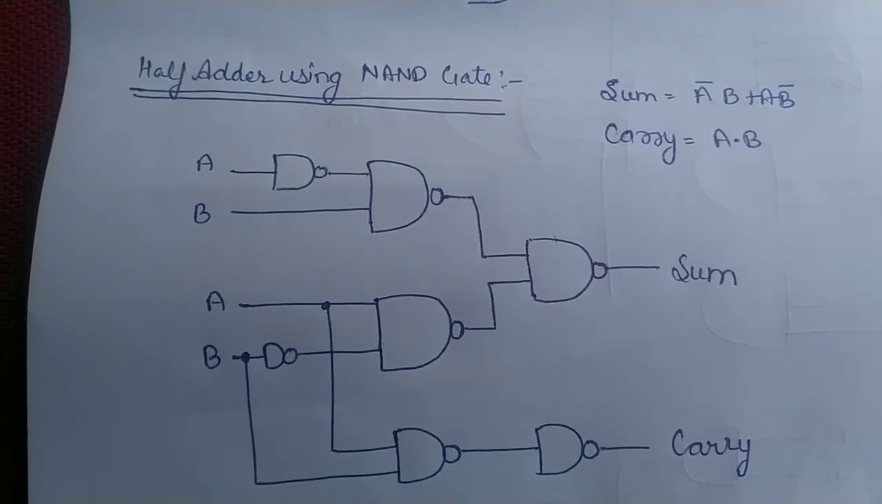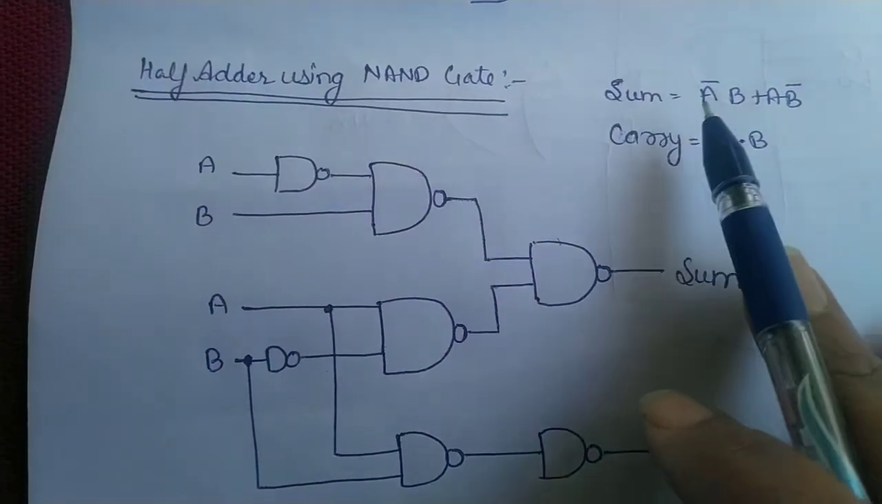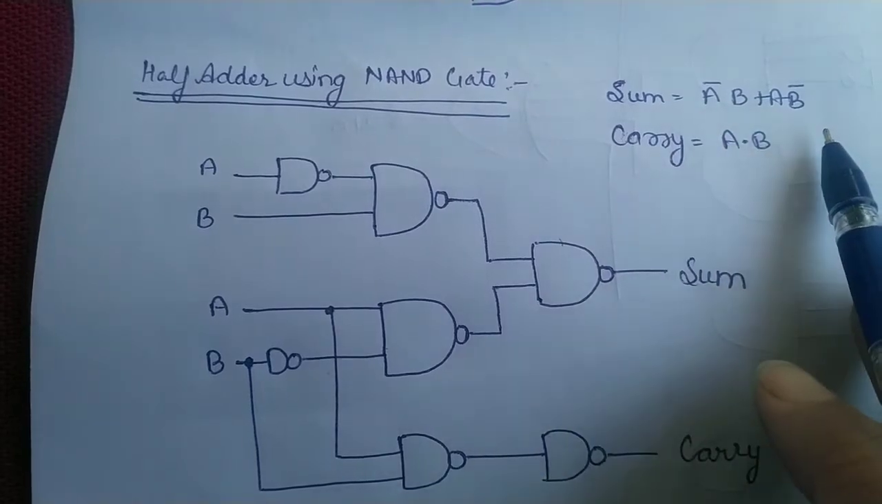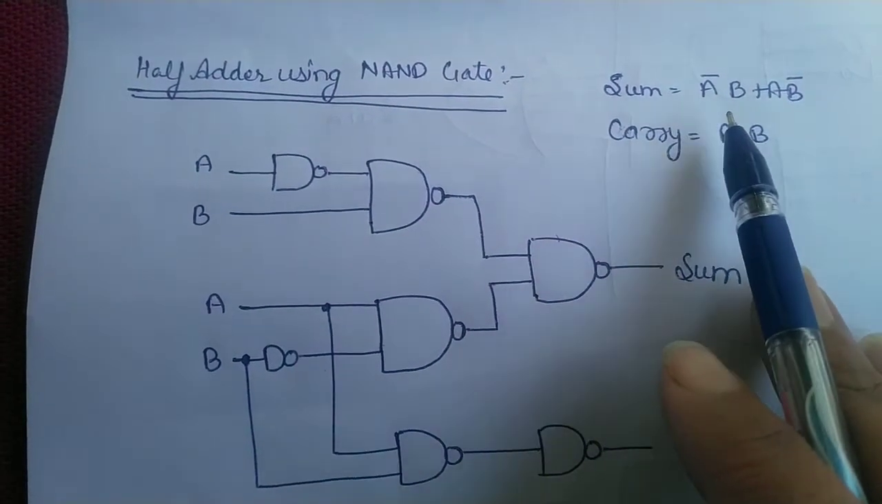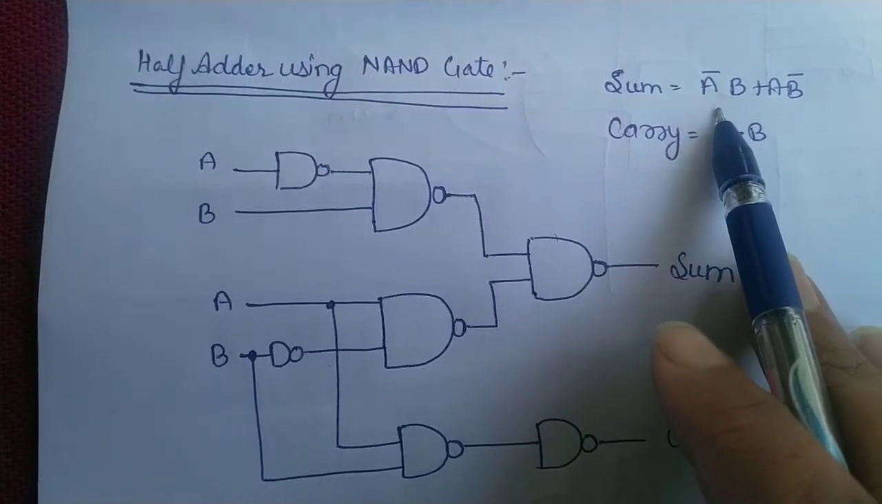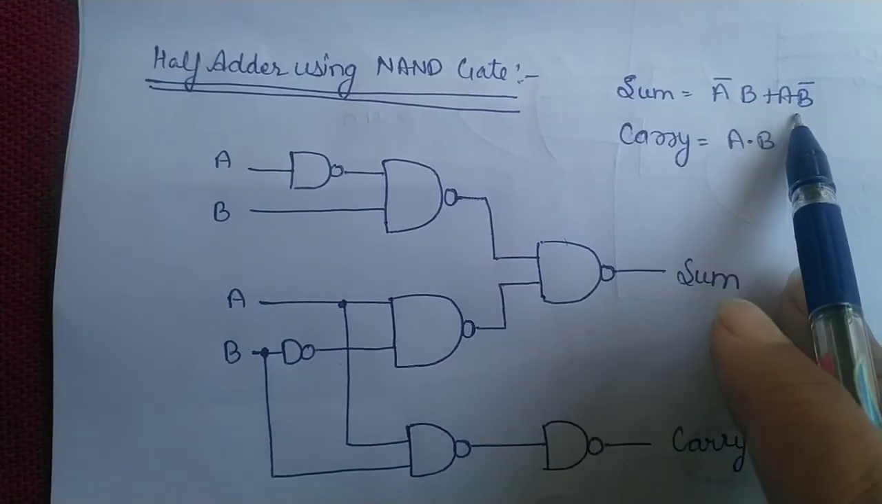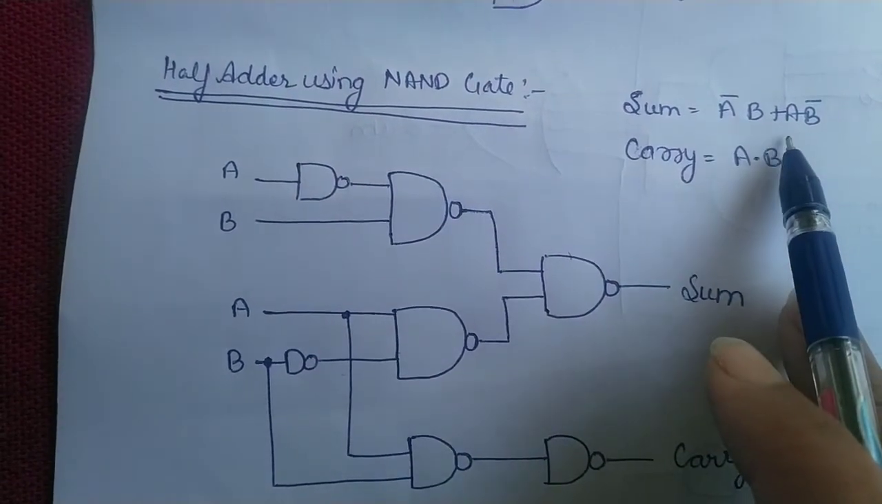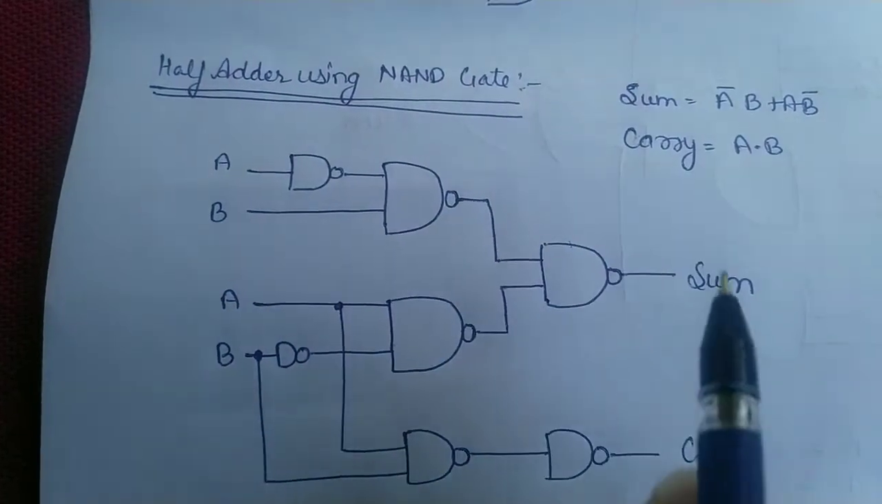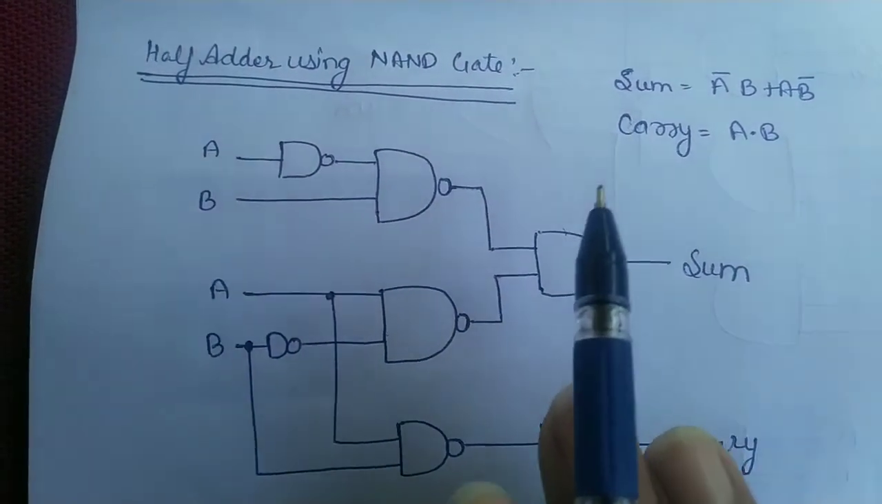In a half adder, sum will be written as A bar B plus A B bar, and carry will be written as AB. So one AND gate can be used for this one, one AND gate can be used for this one, and one other AND gate can be used for the output of these two. But in this representation we have to use only NAND gates.